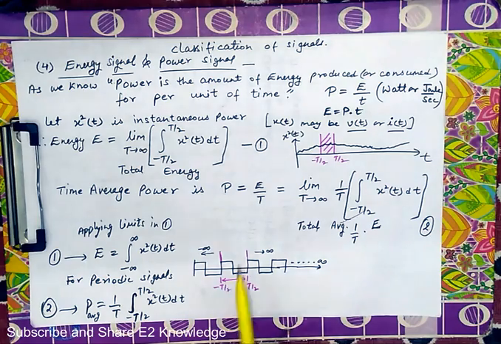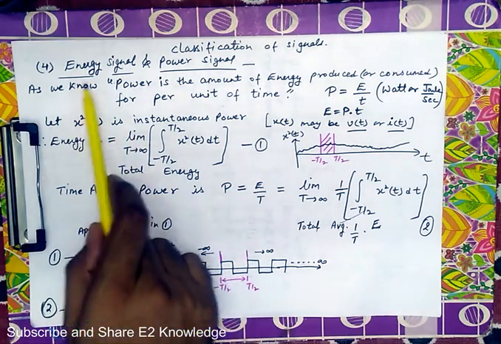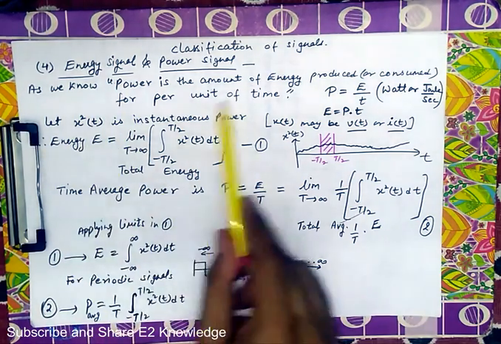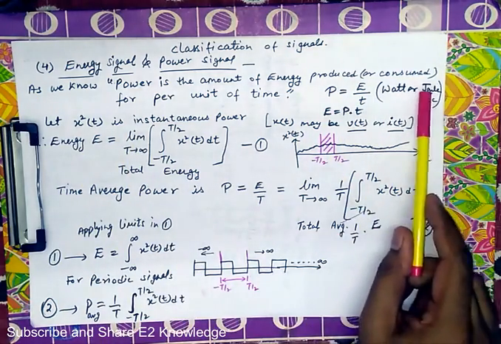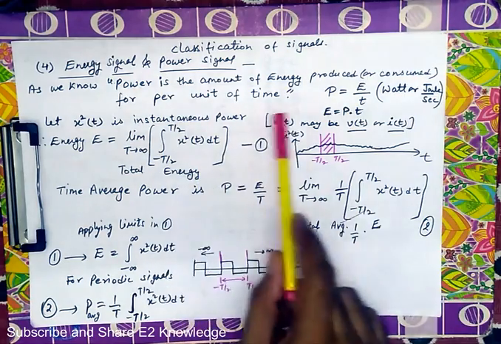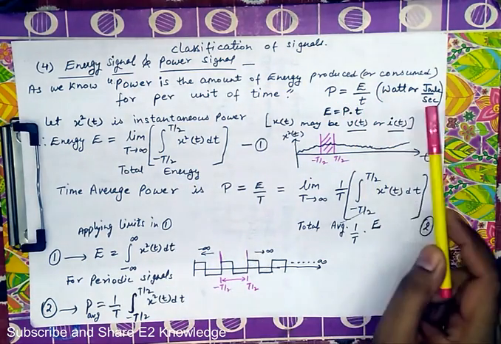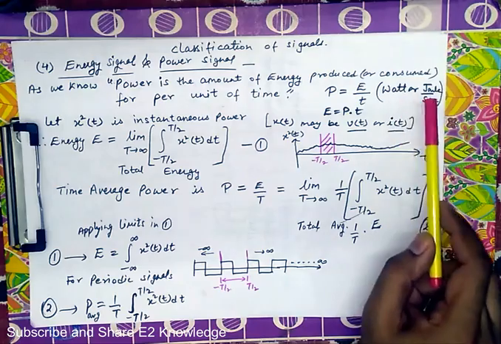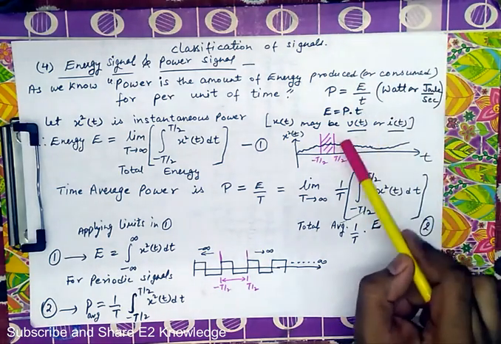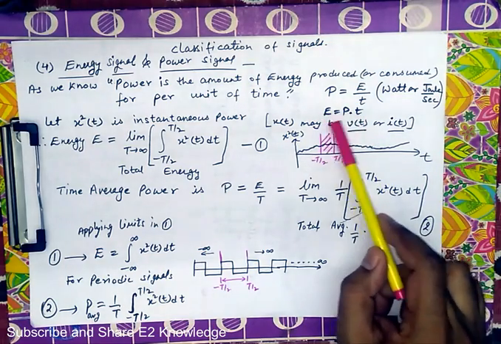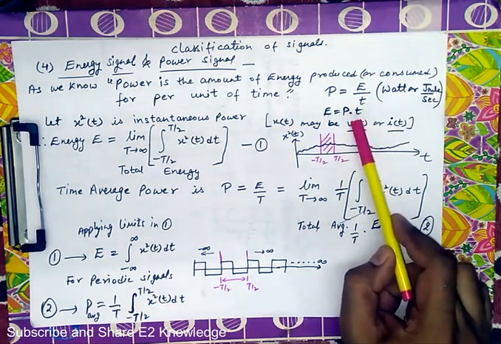In continuation to our previous discussion, that is classification of signals, today we will discuss the fourth type of signal, that is energy signals and power signals. We know that power is the amount of energy produced or consumed per unit of time. That is, power is E upon T, measured in watts or joules per second. Joule is the unit of energy. Further, energy can be taken as power into time.